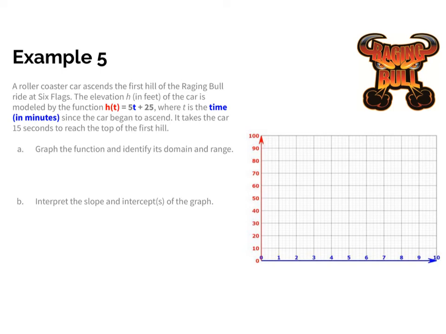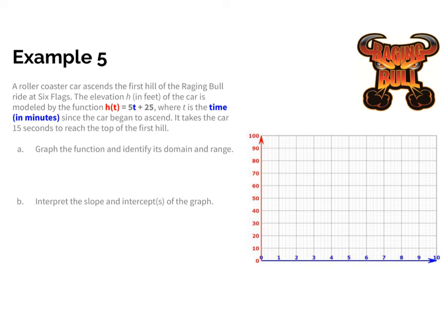Okay, last problem here. We have a roller coaster car ascends the first hill of the Raging Bull at Six Flags, one of my favorite roller coasters. It says here we have the elevation h in feet of the car is modeled by the function h of t equals 5t plus 25. So recognize there our function notation where h represents the height in relation to time.